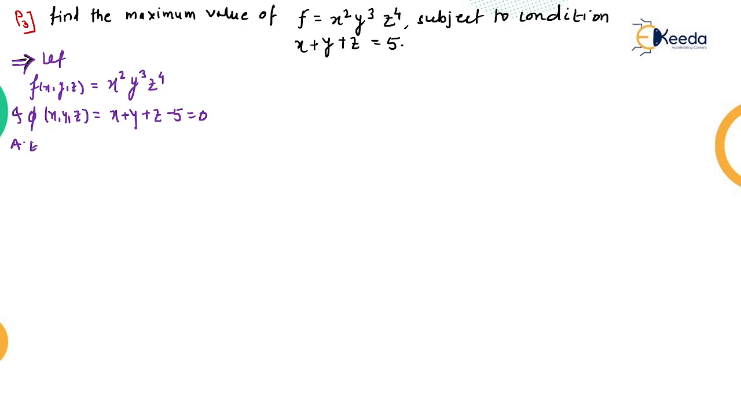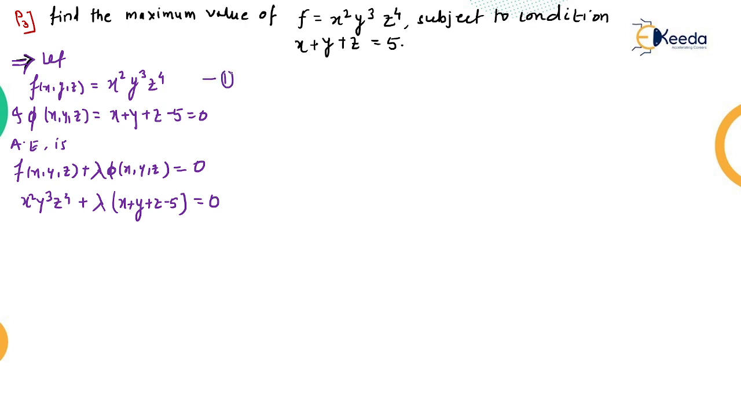Okay, so now I am writing the auxiliary equation. The auxiliary equation is f of x y z plus lambda into phi of x y z, and that is equal to 0, where lambda is the undetermined multiplier. Substituting the value of f of x y z, this becomes x square y cube z raised to 4 plus lambda in bracket, the value of function phi, that is x plus y plus z minus 5, bracket complete, and that is equal to 0.